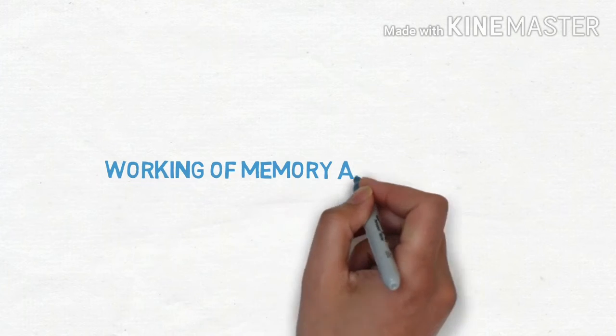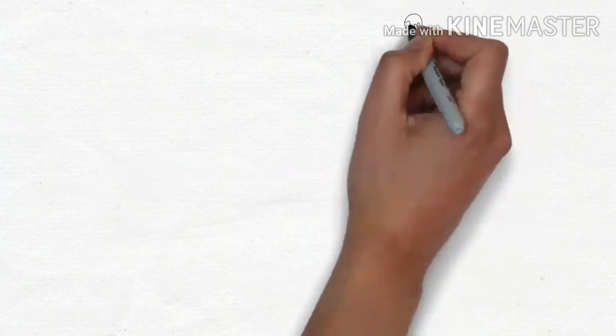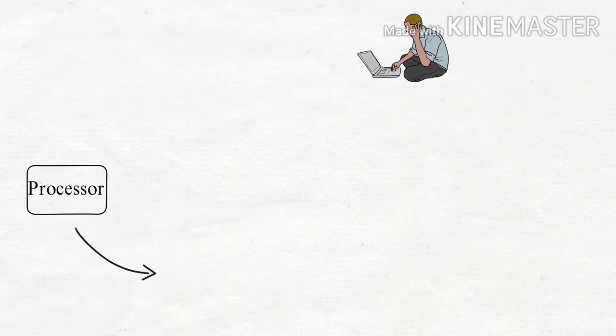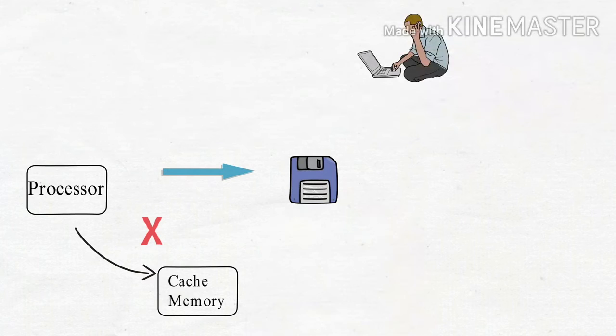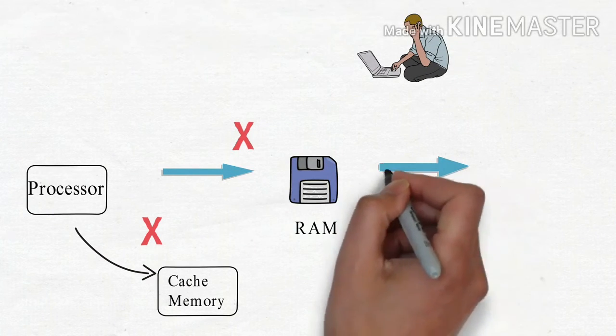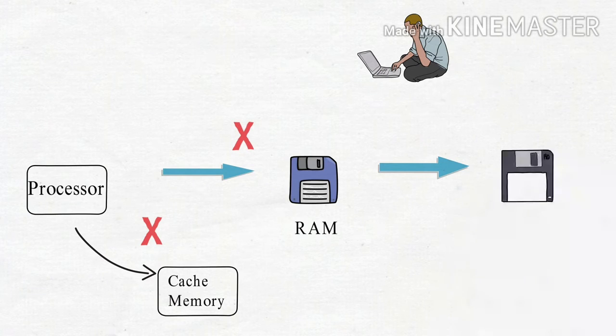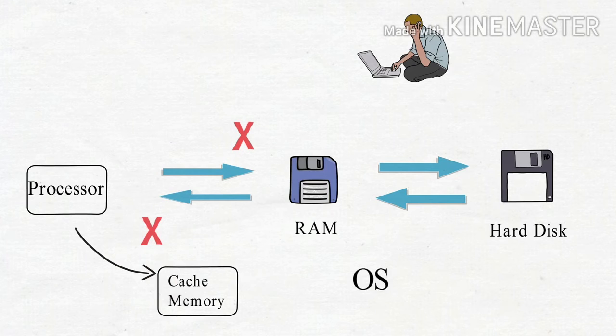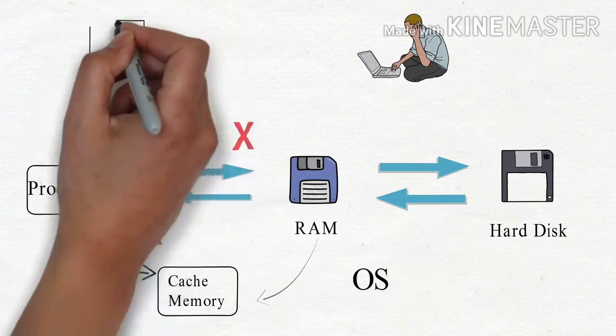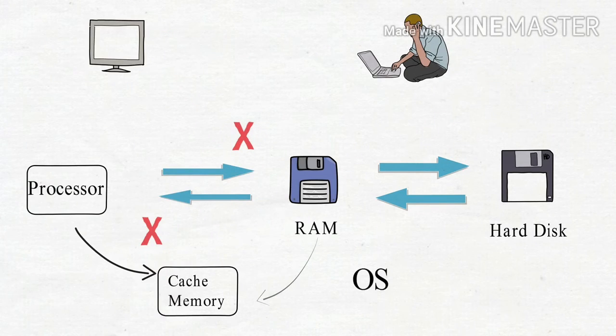Let's understand the working of memory and processor. When the user requests data, the processor first searches for it in the cache memory. If it is not in the cache, then it searches in the RAM. If the data is also not there in RAM, the processor searches for it in the hard disk and brings it into RAM. The OS loads that data into cache memory. The processor accesses the same data from the cache memory.